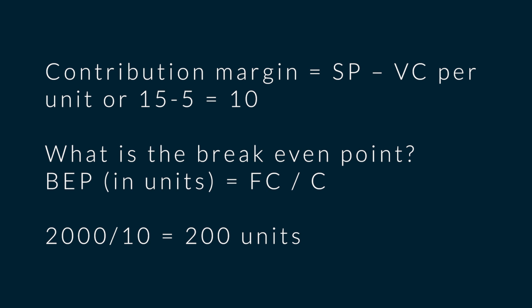In this case, it will be 15 minus 5, which is 10. So break-even point in units will be the fixed cost, 2000, divided by 10, and that means 200 units. In short, the bakery needs to sell 200 cakes to cover all of its cost and break even.